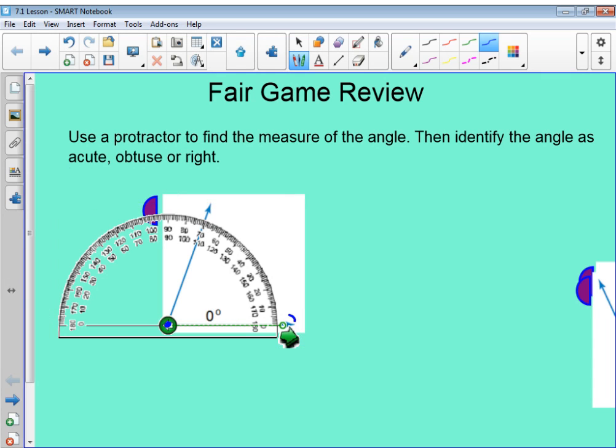So it looks to me like my arrow is pointing outside here to the 0. So we have to use outside numbers. Looks like here it's cutting through 70 degrees because it's 110 or 70 and we're using the outside number. So that's 70 degrees. Type of angle, acute, obtuse, or right. That would be acute, a little angle. Okay, so that's working with using a protractor to measure angles.